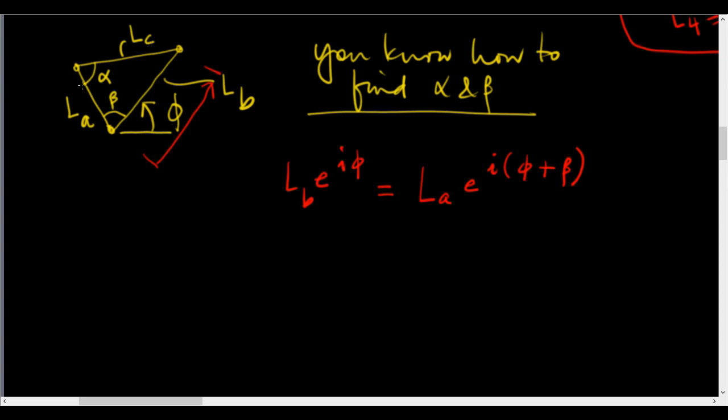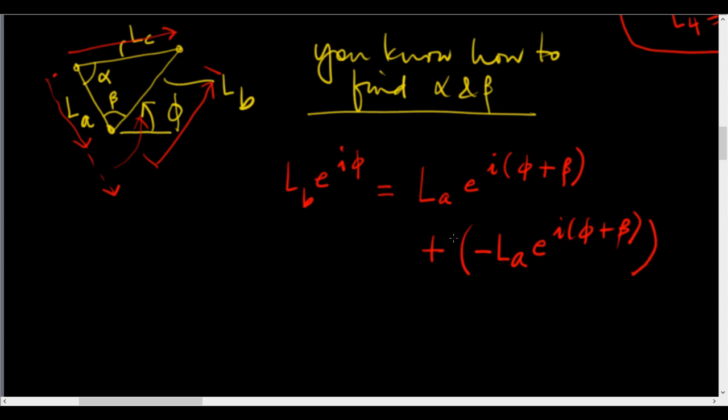So from here, this vector is the same as this vector stretched and rotated counterclockwise, right? So this vector here is plus, and then I will have to say minus LA e to the power i (phi plus beta). So this is this vector, just the opposite, right? It is not this one, but it is this one. It is not this one.